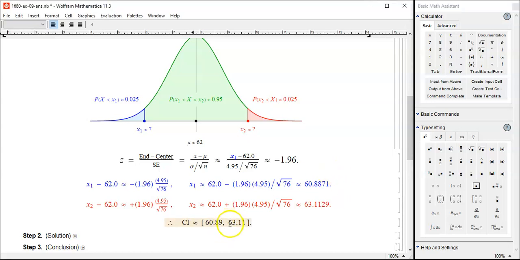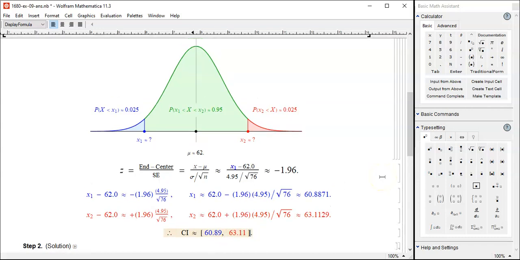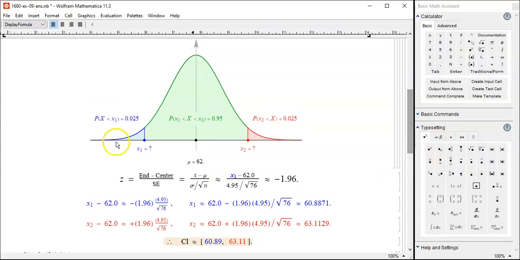Let's put more space in between, and I'll say this is the confidence interval. If you don't like brackets here, you can use parentheses if you want to. It doesn't matter which interval notation you use. In any case, start from the left-hand side endpoint and end at the right-hand side endpoint. And we have a 95% probability that the real mean will fall in between these two, 60.89 and 63.11, approximately speaking.